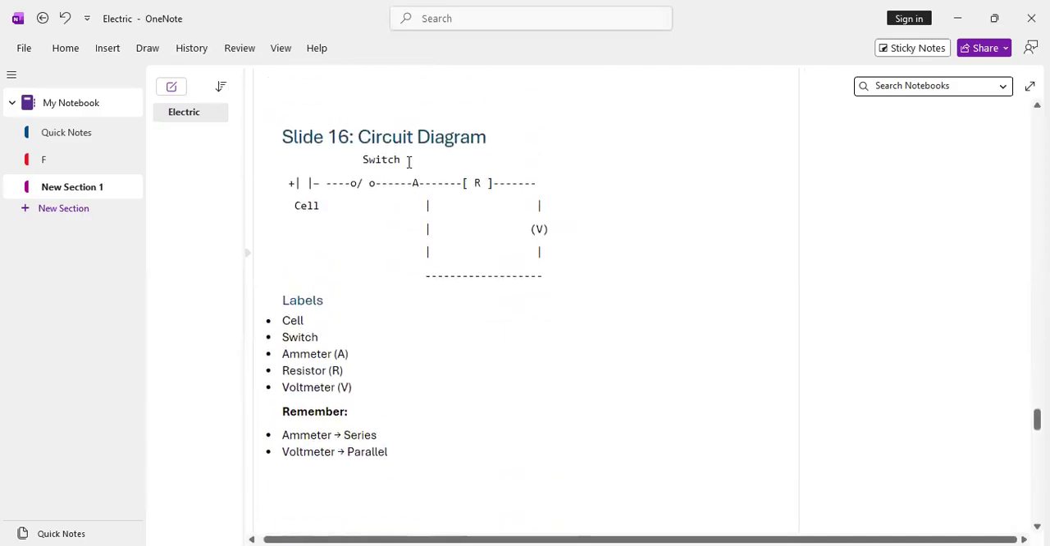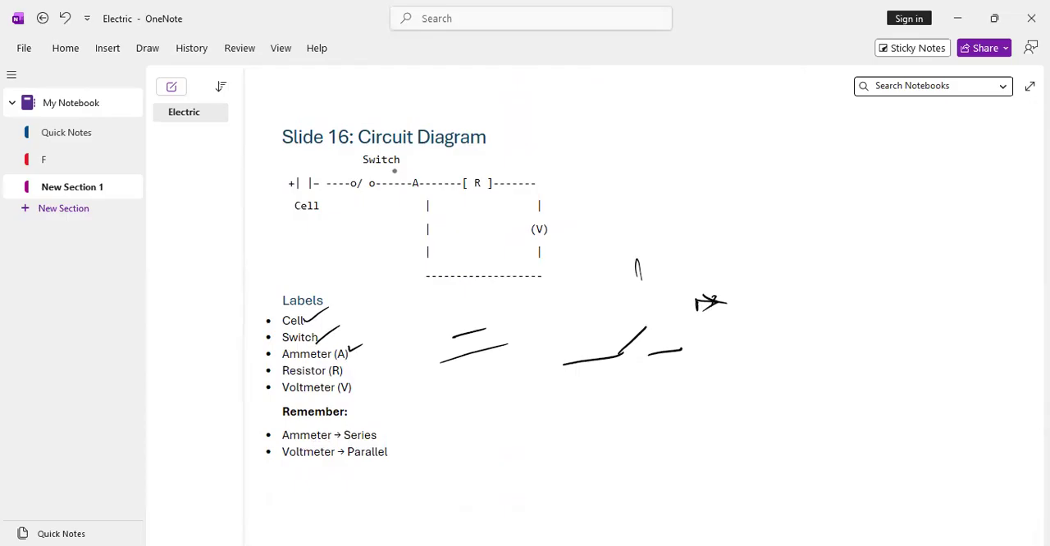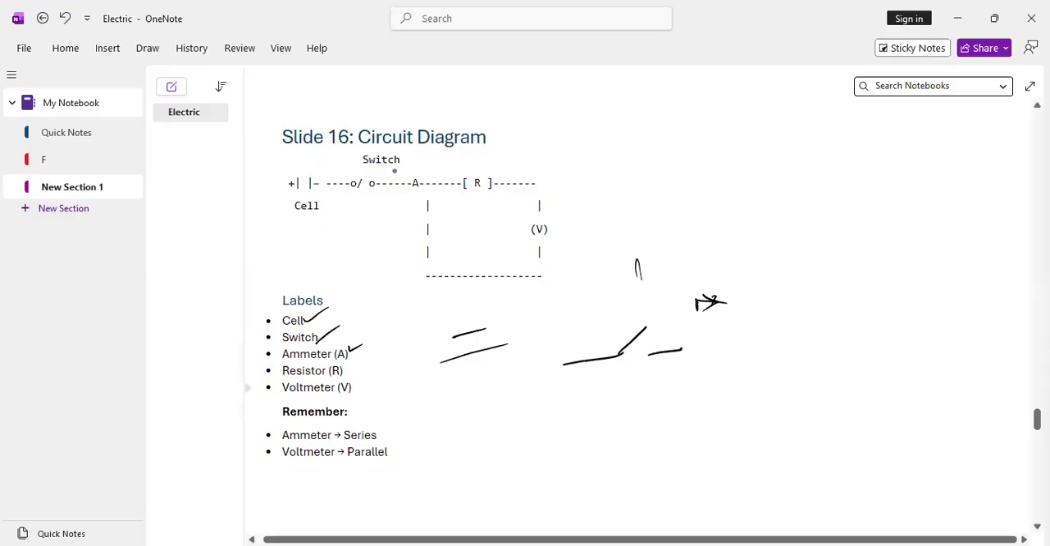Let's look at the diagram. In a circuit, you represent a cell or a battery with two lines. You represent a switch with this. You represent current with an arrow. A resistor is important; you represent it with this or this. Then the voltage is V.